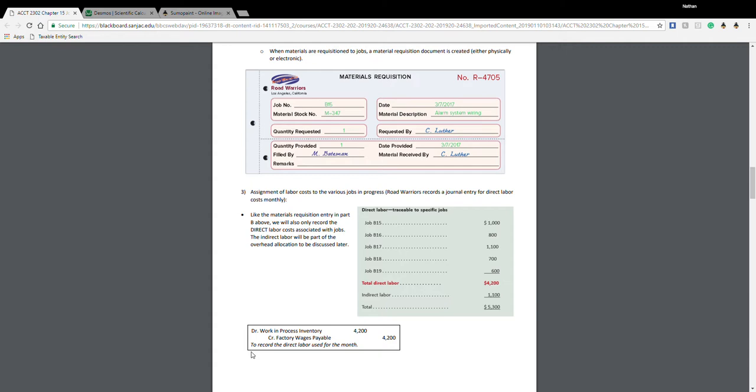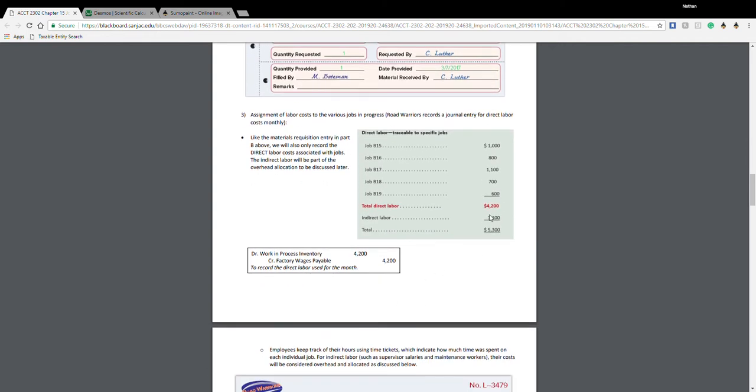Again, what we're doing right now is just starting the jobs. It's like almost placing a bid on that job. This is how much it's going to basically cost us. So with this, we have not paid our direct labor yet, so we still owe them money. So this is going to go into factory wages payable. So later on, when we actually pay them, we of course do the basic one where we debit wages payable and credit cash.